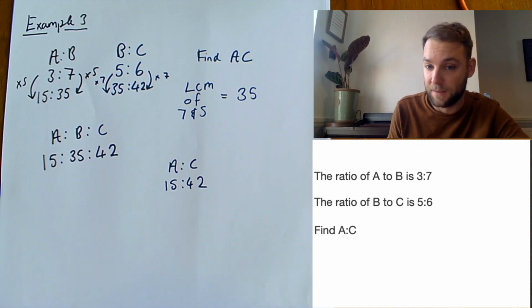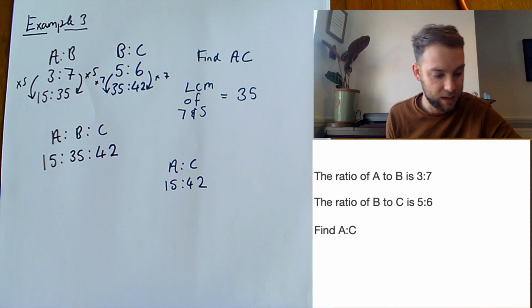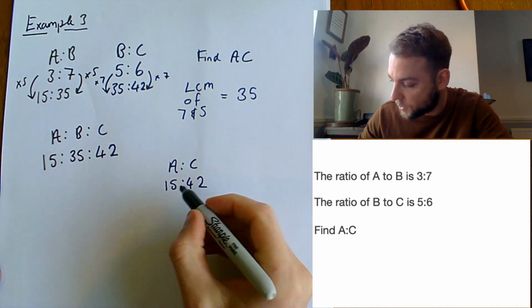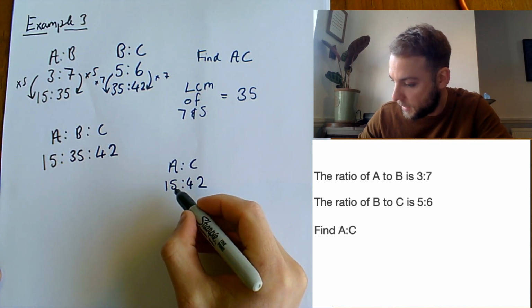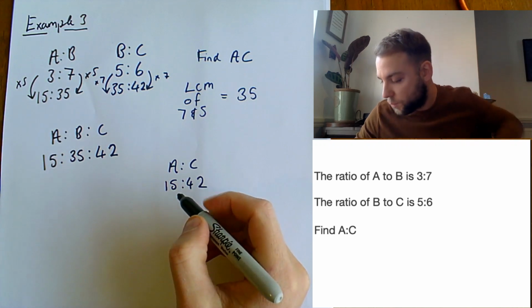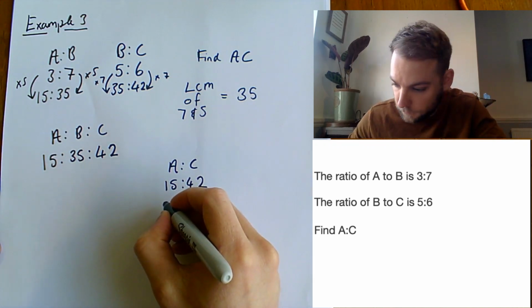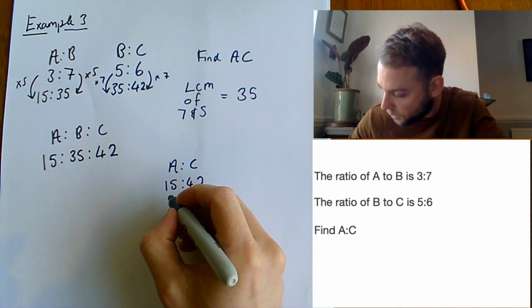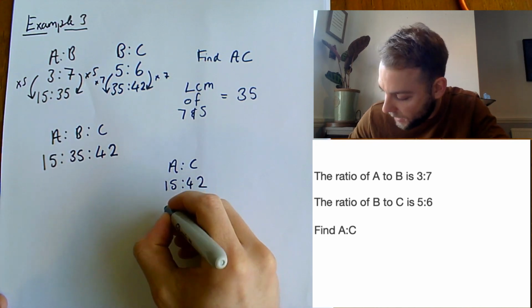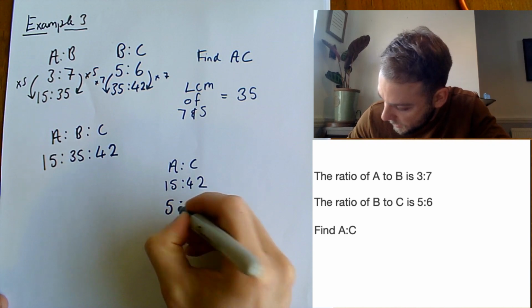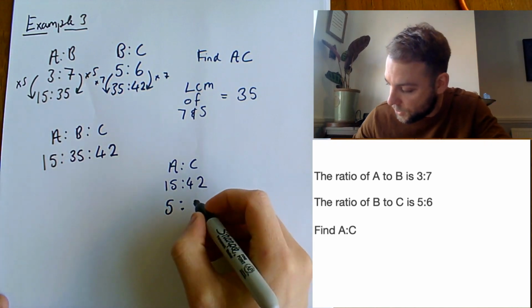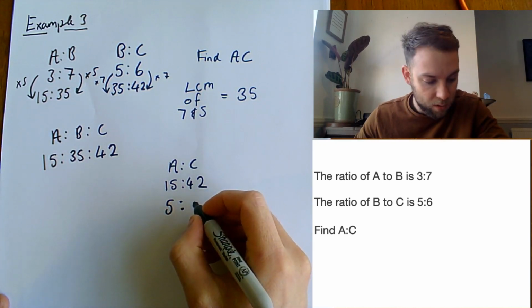It doesn't ask us to simplify in this case, but if we do want to simplify that, 3 goes into both of these. How many times does 3 go into this one here? Well, 3 goes into this one 5 times. So 5 there. And how many times does 3 go into 42? Well, 3 goes into 42 14 times.